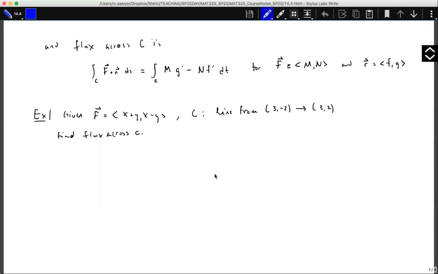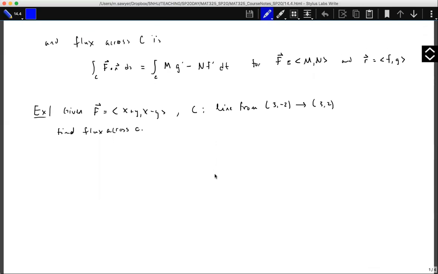So let's do an example here. Given F is equal to x plus y, comma x minus y, and C is the line from 3, comma negative 2 to 3, comma 2, let's find the flux across C. We can easily parameterize this with just time going from negative 2 to 2 as our y value, but we can also choose to parameterize it in any particular fashion we want. So let's parameterize this as r equals: x is always 3, and let y be negative 2 plus 4t, where here t is an element of 0 to 1.